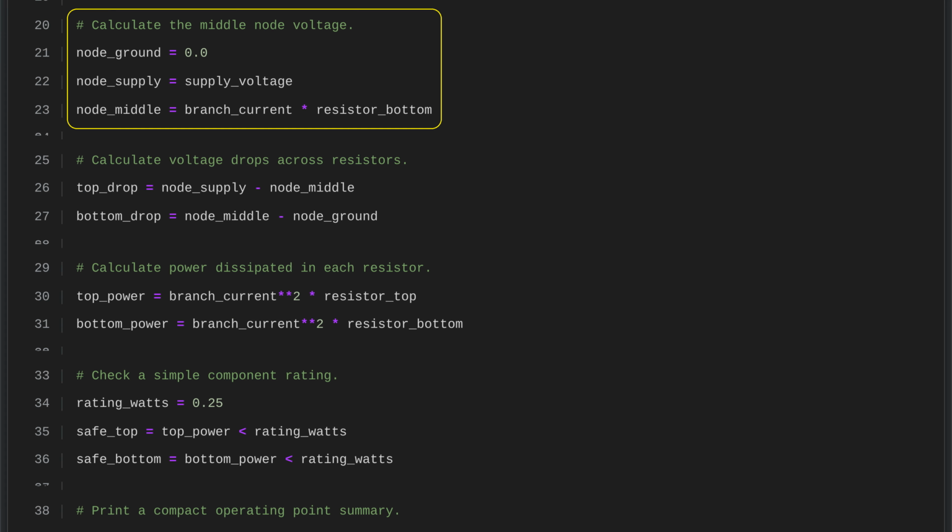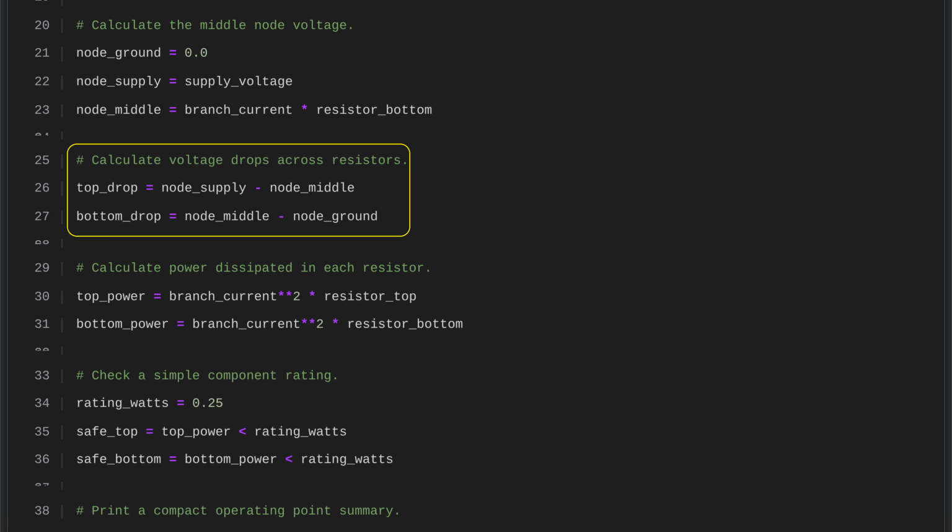Set the ground node to 0 volts as the circuit reference, and assign 12 volts to the node connected to the power supply. The middle node voltage is then found from the voltage drop across the bottom resistor, calculated by multiplying the branch current by that resistor's resistance. This gives the middle node's voltage relative to ground.